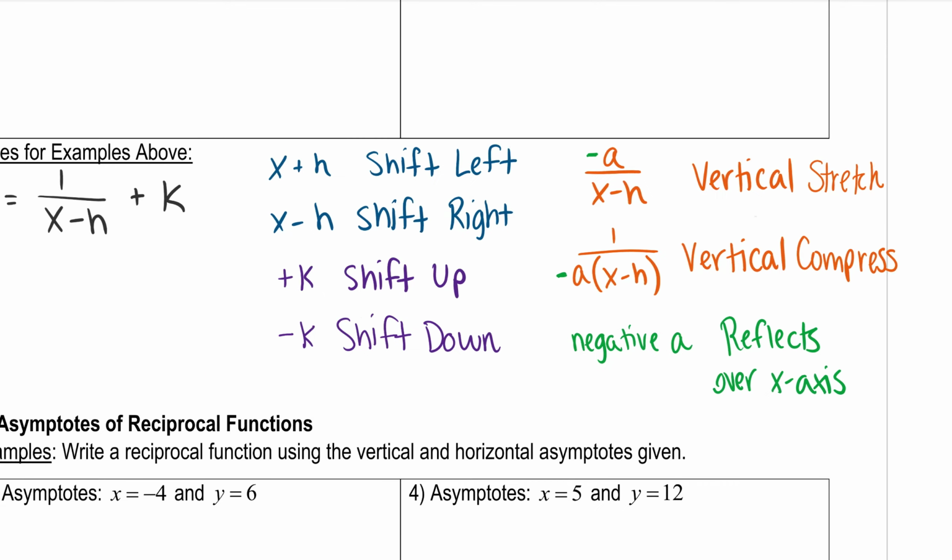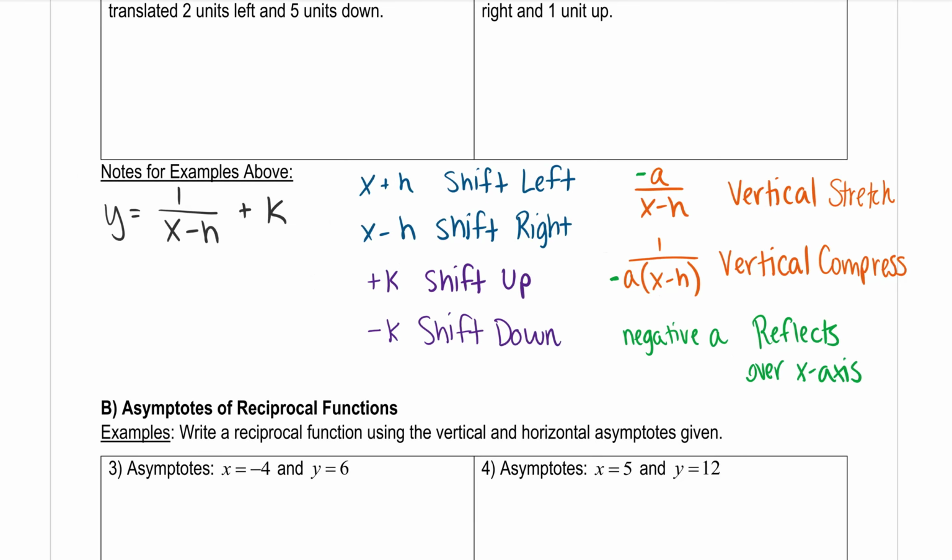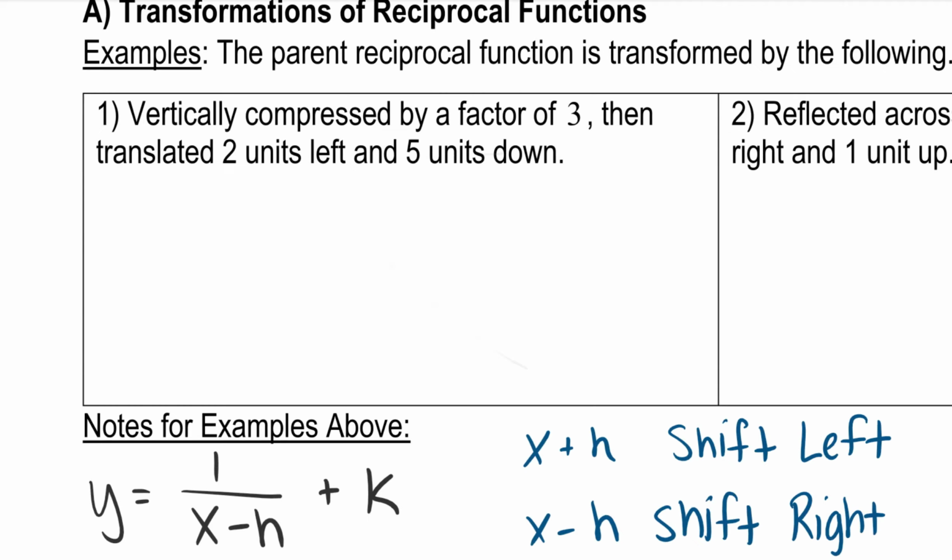Okay, so here's all of my transformations. So we have all the same ones that we've always had. I think the biggest difference is the A. Just where the A is and how it looks, even though they do the same thing. Okay, so let's look at number 1.